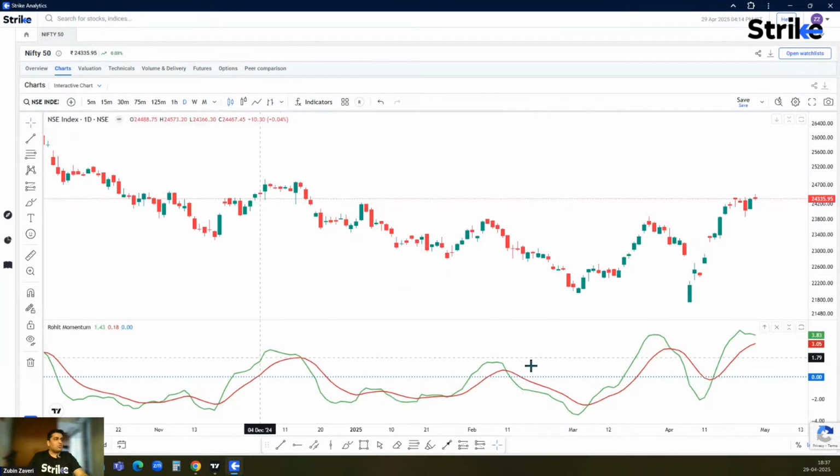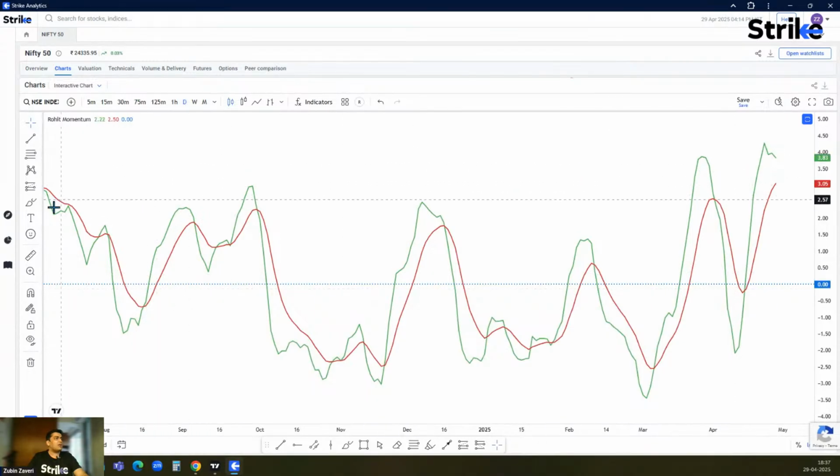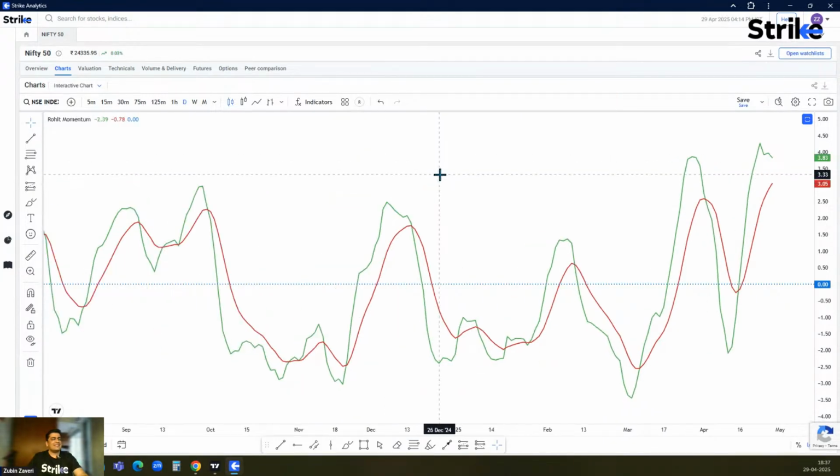All right. So what is RMI, Rohit momentum? Okay, I'll just enlarge this. So the first component is this blue color dotted line, the center line, which we also call the zero line. All right, and this green color line is the RMI line, Rohit momentum. And the red color line is its signal line, or you can say it's a 9-period average of the RMI line. Now, when does the buy and sell signal get generated?